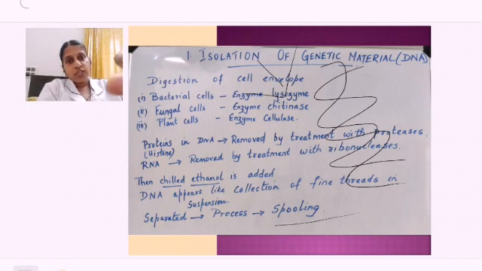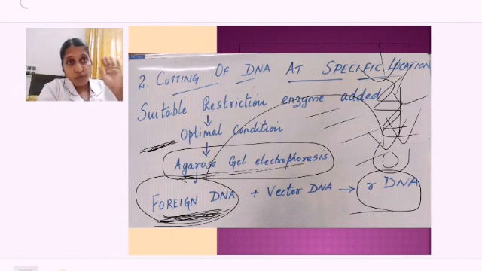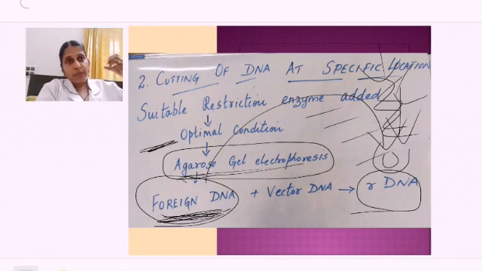Then adding restriction enzyme. The next point, we will add some restriction enzyme. DNA fragments will be made. These DNA fragments are collected and put in what? Agarose gel electrophoresis. All these fragments will move on agarose gel electrophoresis. Only the gene which I want, that one I will be taking out by a process called elution, isn't it? So after taking this foreign DNA, I will go for amplification.